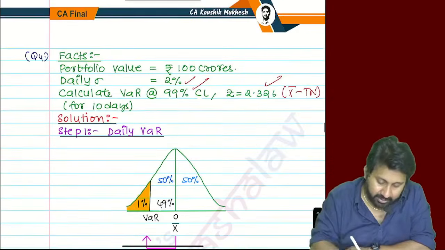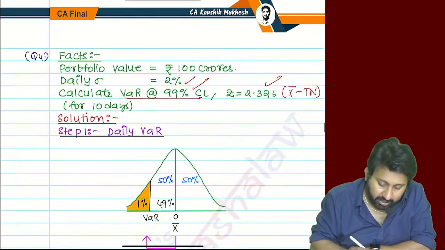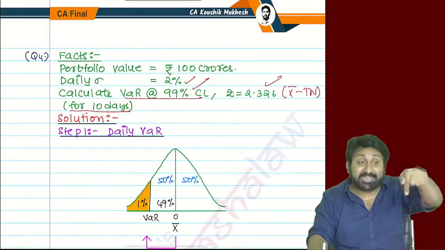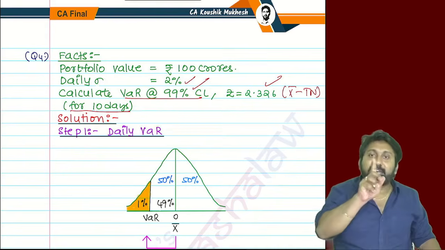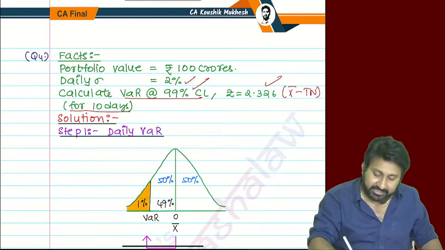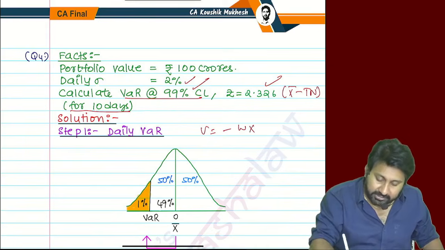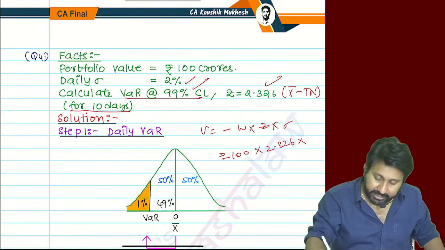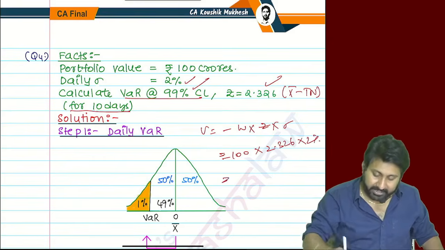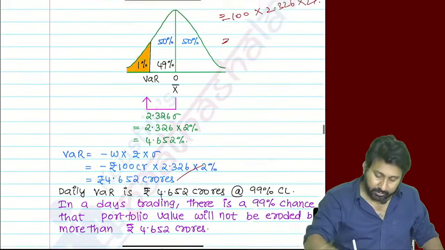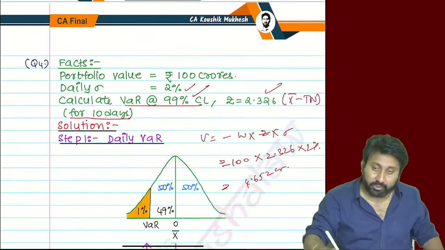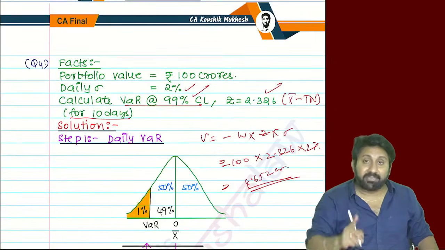Okay. Now listen. He is asking us to calculate VaR. He is asking VaR for 10 days. It means if I am in the market for 10 days, what is my VaR? First calculate the daily VaR and then let us decide what to do. So VaR equals minus wealth into Z into standard deviation. How much are you investing? 100 crore. Z value is 2.326 into standard deviation of 2%. How much? 4.652 crores. This is for 1 day.